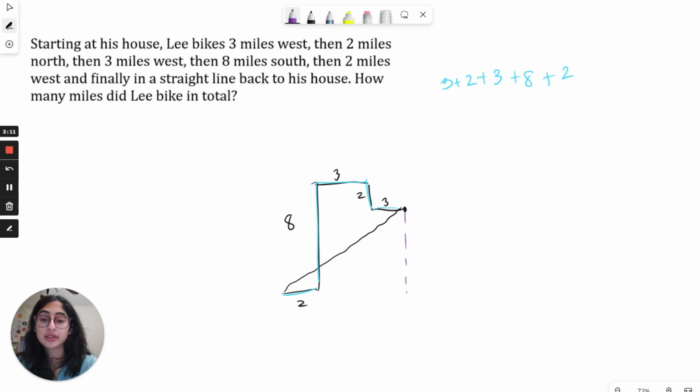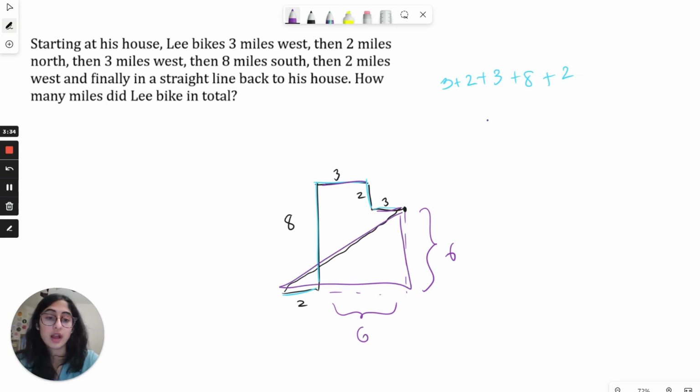So, what is this length right here? Well, this entire thing right here, that's 8, but we know that this section is 2. So since these two added up make 8, this must be 8 minus 2, which is 6. And for this horizontal section, it's just this line plus this line. So this right here is going to equal 3 plus 3, which is also 6. So our triangle right here is going to have side lengths. The vertical side is going to be 6, and the horizontal side is going to be 2 plus 6, which is 8.